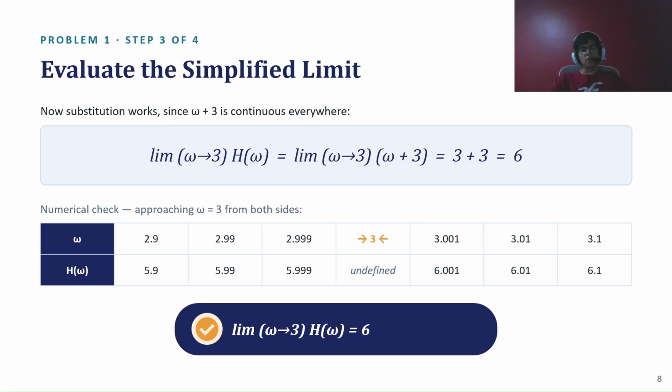The limit as w approaches 3 of H of w equals the limit as w approaches 3 of w plus 3, equals 3 plus 3 equals 6. It's easy, no? Numerical check, approaching w equals 3 from both sides. Here's the table where we can see the values, and we can see that it is correct. It's fine.